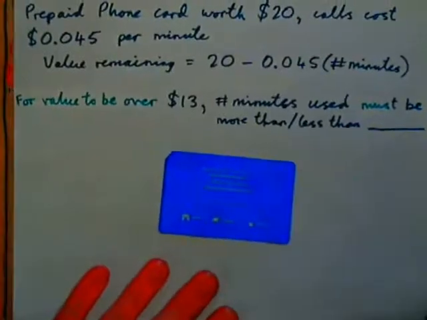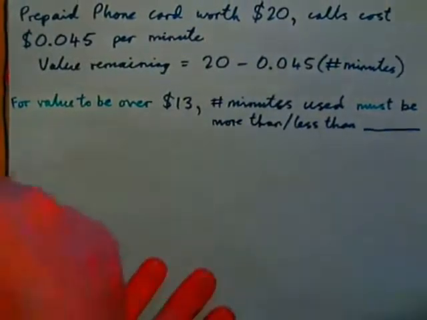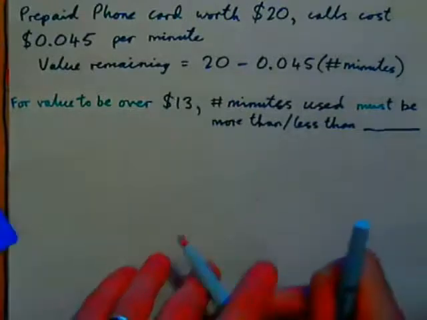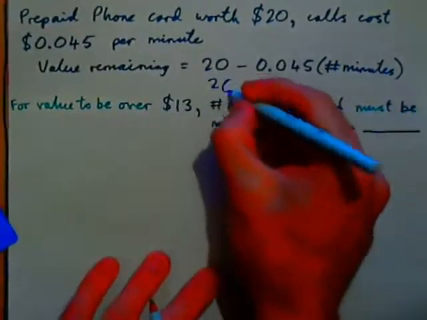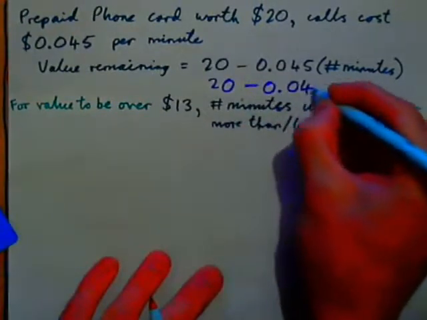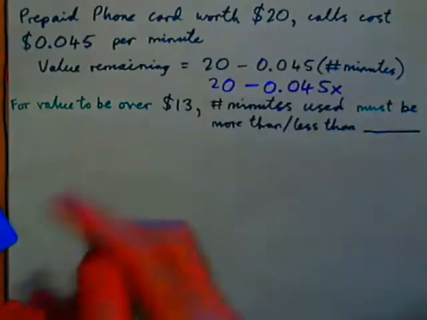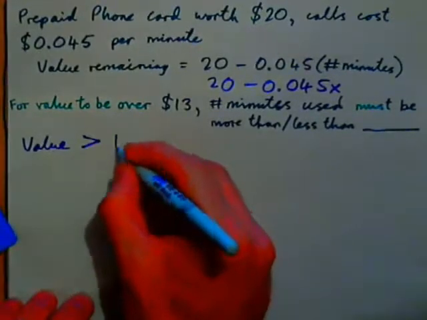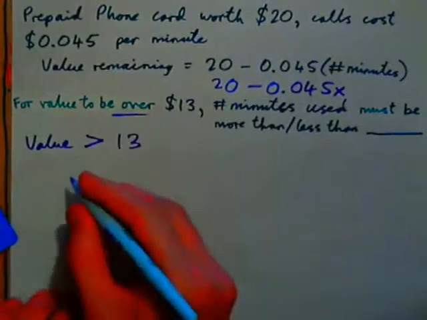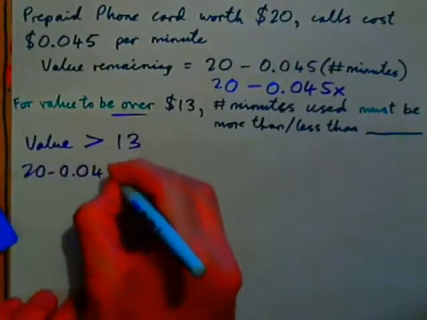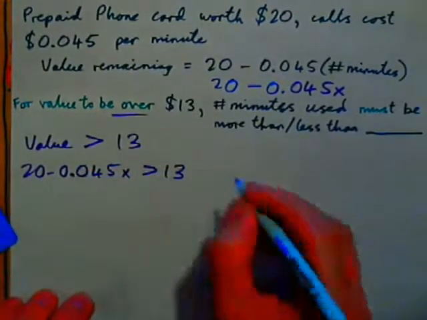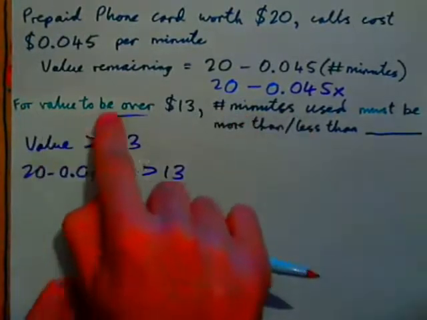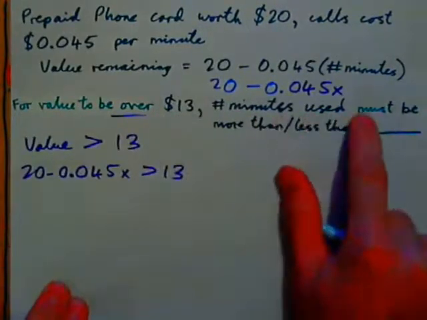But, you know, algebra helps us solve these seemingly difficult problems. They're actually not that bad. Value remaining is 20 minus 0.045 times the number of minutes. If we replace number of minutes by x, we'll have 20 minus 0.045x. We want our value to be over 13, so more than 13. So we want 20 minus 0.045x to be greater than 13. So if we go ahead and solve that inequality, we'll be able to answer this question.